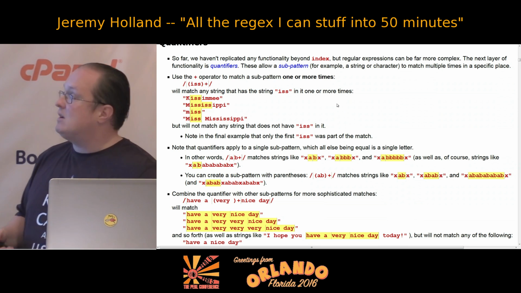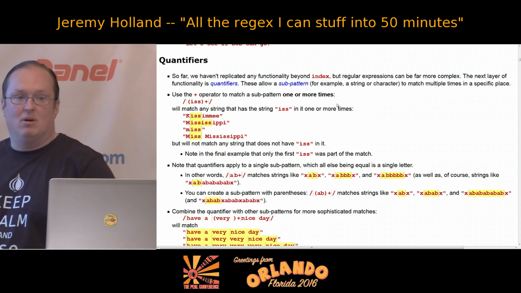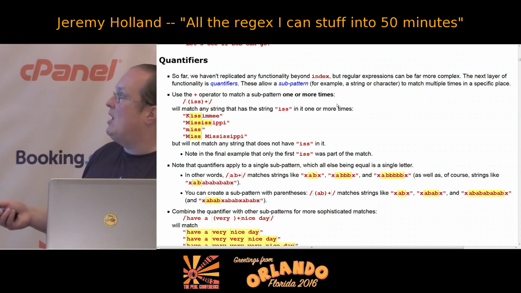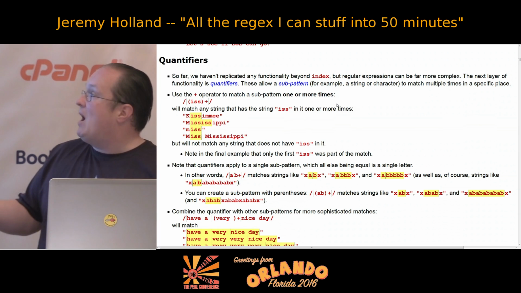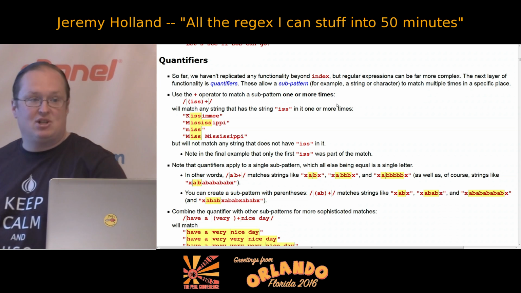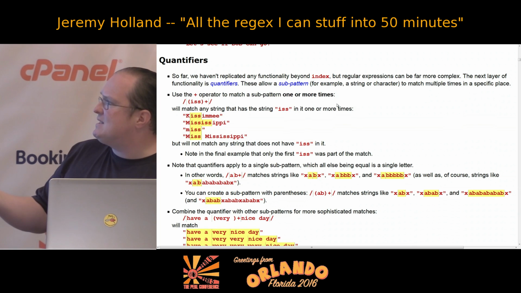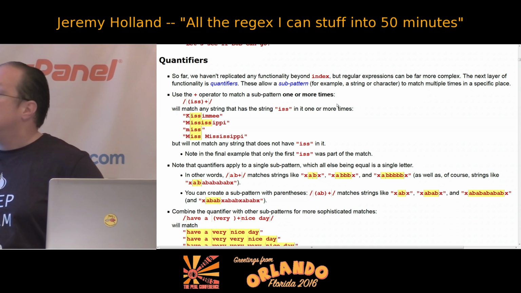But you can add additional things to give yourself more capabilities. The first of these is quantifiers. A quantifier says match some of a subpattern. There's 4 types. The first one is plus. It means match a subpattern one or more times. So iss+ will match Kissimmee, Mississippi, Miss, all those things, but won't match any string that doesn't have an iss in it. Note that in this example, only the first iss is what was matched. It only has to match in one place.